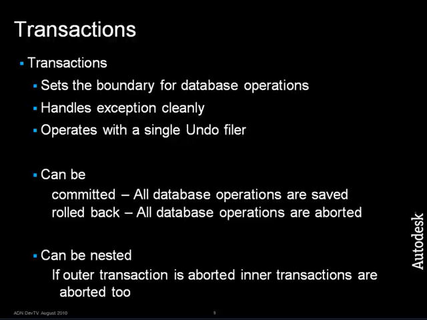Using transactions makes working with the AutoCAD.NET API easier, and it is the recommended way to access objects in the AutoCAD drawing database. There may be times that you need to open an object directly, but that will be very rare. A transaction creates a boundary for your code. They allow you to handle errors cleanly, and transactions operate with a single undo filer. The transaction needs to be committed to have the changes that your code made to be permanent. If the transaction is aborted, then the changes made in the transaction are rolled back.